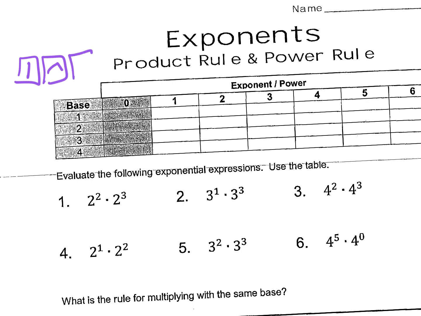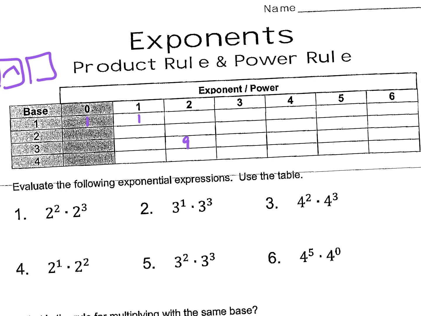And then you're going to put whatever the number is, the exponent. So 1 to the 0 power is 1. 1 to the first is 1. And so then you're going to do that with different ones. So like if I did 3 to the second power, 3 squared, which is 9. I'm going to fill this table in. Okay, so go ahead and pause and get that all filled in.